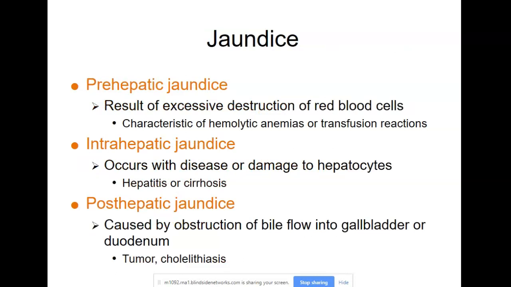So, jaundice. There are different types of jaundice. There's prehepatic jaundice, intrahepatic jaundice, and posthepatic jaundice. Prehepatic jaundice quite often is the result of excessive destruction of red blood cells. You see it with hemolytic anemia, which we covered in the blood chapter, or in people who have bad reactions to blood transfusions. Intrahepatic jaundice is where the liver itself is being destroyed, either with hepatitis or cirrhosis. And posthepatic jaundice usually is something that happens with bile or other liver secretions after the liver itself. So this would be obstructions via stones.